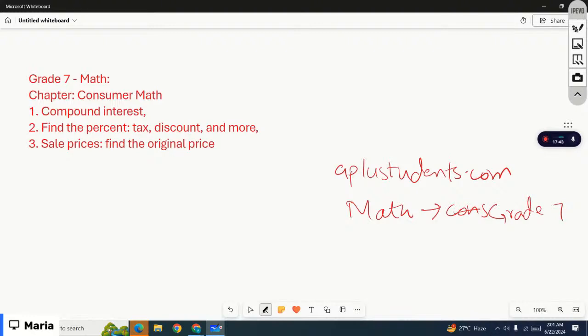We're going to start with the chapter consumer math. The lessons we're going to cover today are compound interest, find the percent tax discount and more, sale prices, and find the original price. So please make sure you have your notebook and pencil so that you can note down the important examples and definitions as well.